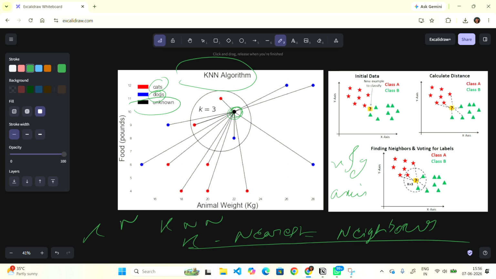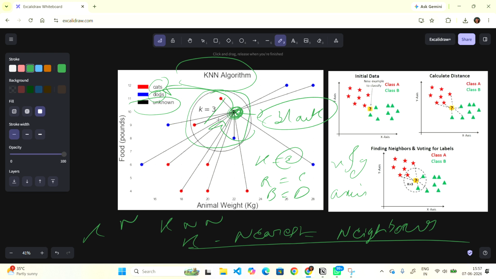I will tell you one thing. My new data is totally black data. Now I want to finalize whether this data belongs to dog or cat. For me, I can say it is a cat. Why? Because in this marked area, you can see k equals 3, right? Out of 3, 2 are red, where red defines cat and blue defines dog. So out of 3, 2 are red and 1 is blue, which means the majority says 2 is greater than 1. Red is defined as cat. So my new data is cat.